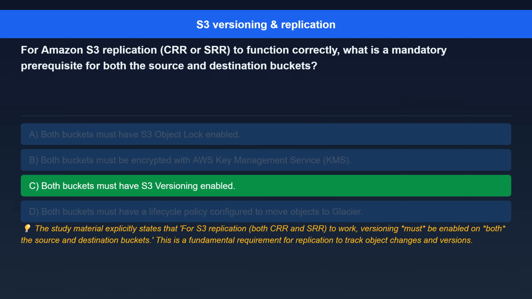The correct answer is both buckets must have S3 versioning enabled. Here's the explanation. The study material explicitly states that for S3 replication, both CRR and SRR, to work, versioning must be enabled on both the source and destination buckets. This is a fundamental requirement for replication to track object changes and versions.